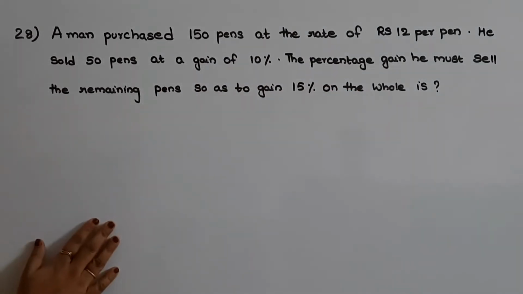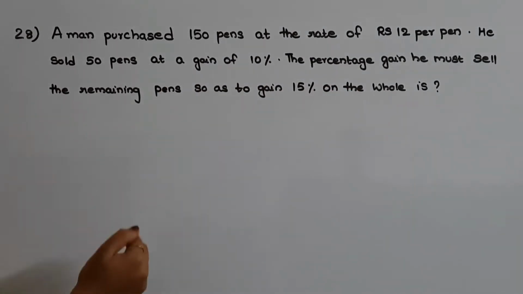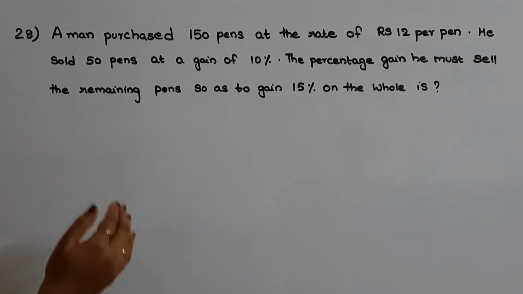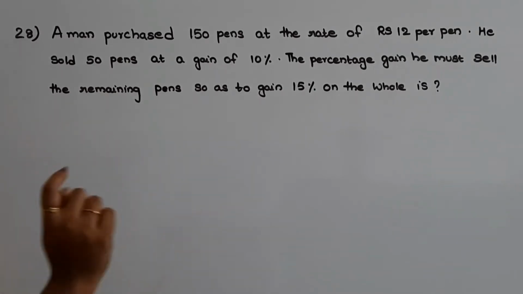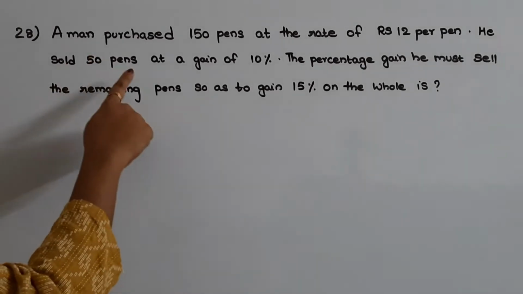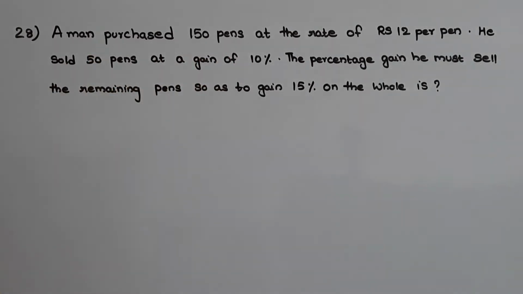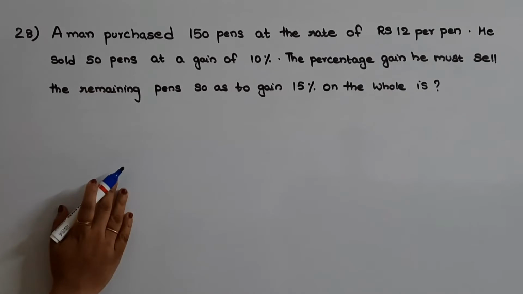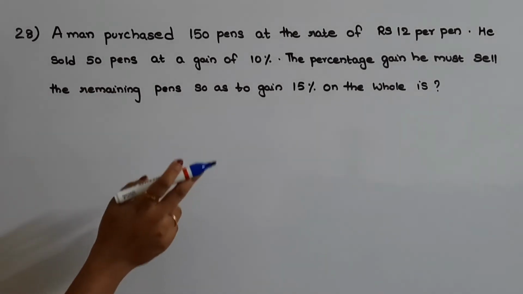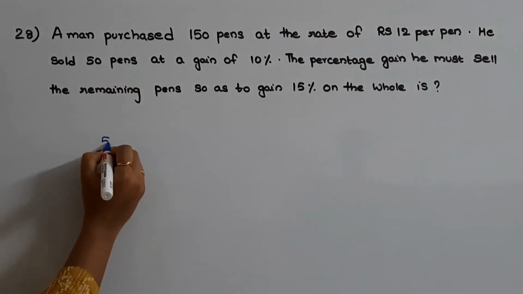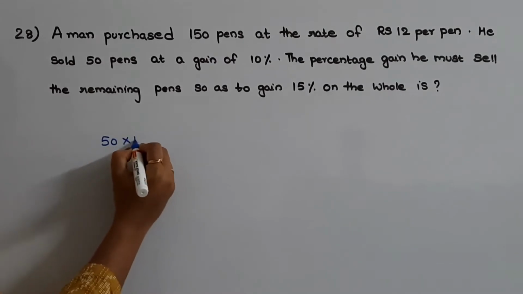So in this question they are telling that a man purchased 150 pens in such a way that the cost price of each pen is 12 rupees. He sold 50 pens at a gain of 10%. So what will be the cost price of 50 pens? If each pen costs rupees 12, cost price of 50 pens will be equal to 50 into 12.